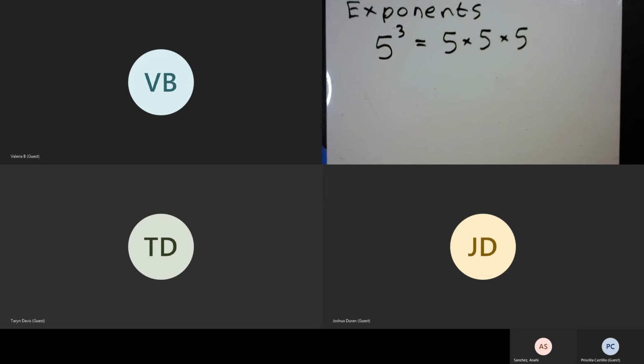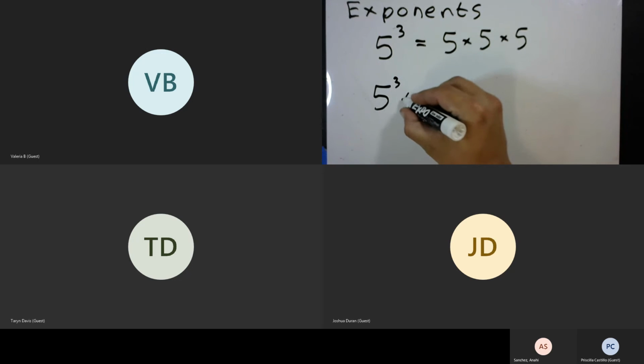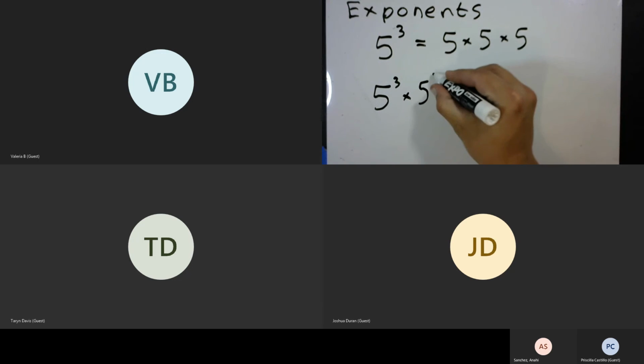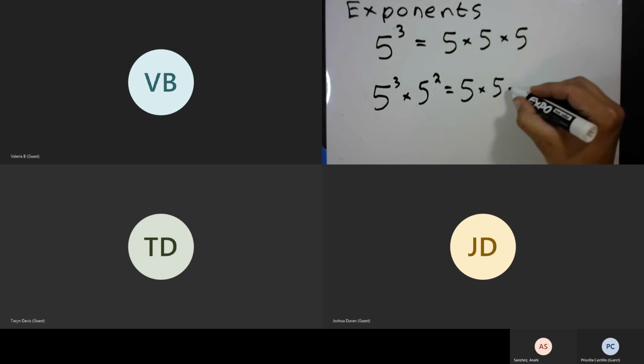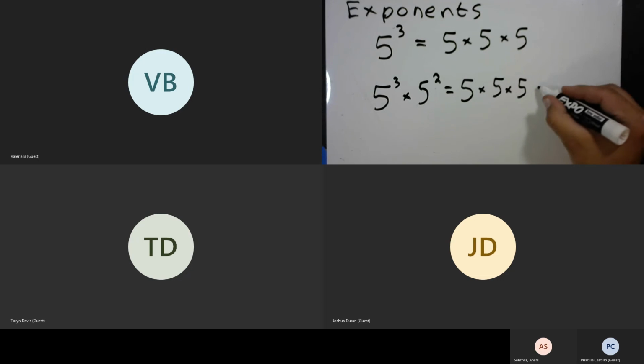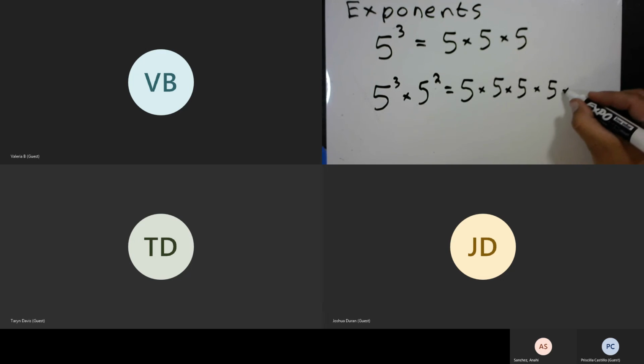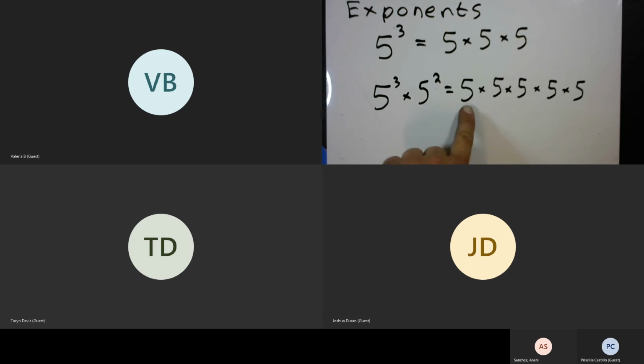So let's say we have something like this. 5 to the third times 5 squared. Well, we have 5 times 5 times 5 times 5 times 5. 3 5s and then the 2 5s. But if we count these, there's 1, 2, 3, 4, 5 5s. Oh dear.